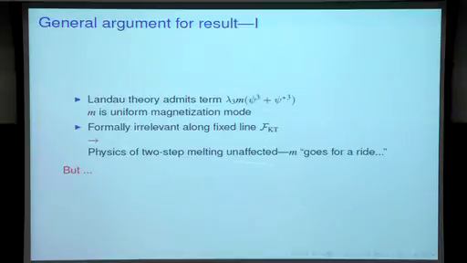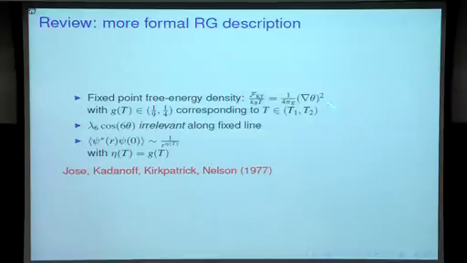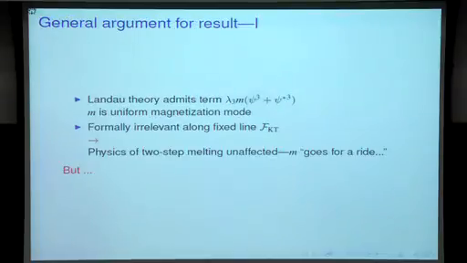And it's formally irrelevant along this fixed line. And so the physics of two-step melting, the fact that you have this power law ordered phase, is unaffected. But it's dangerously irrelevant in the sense that not keeping it would let you miss some important physics. And the important physics you would miss is the power law correlations of M.